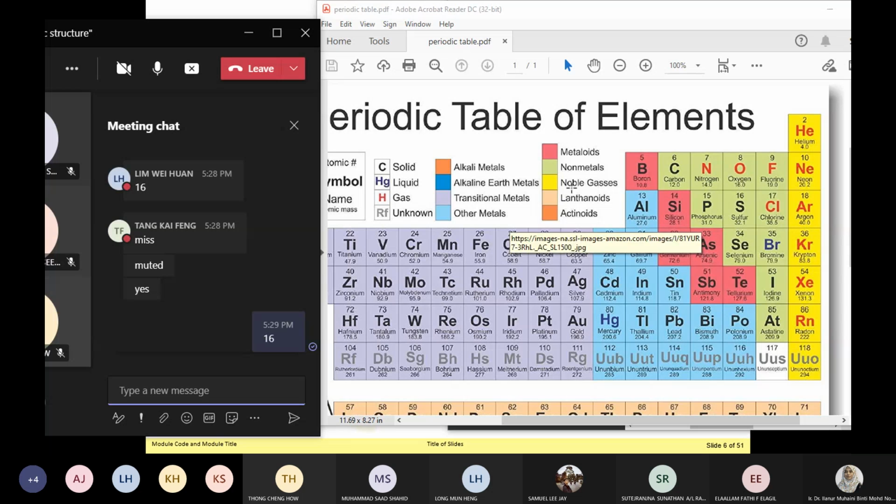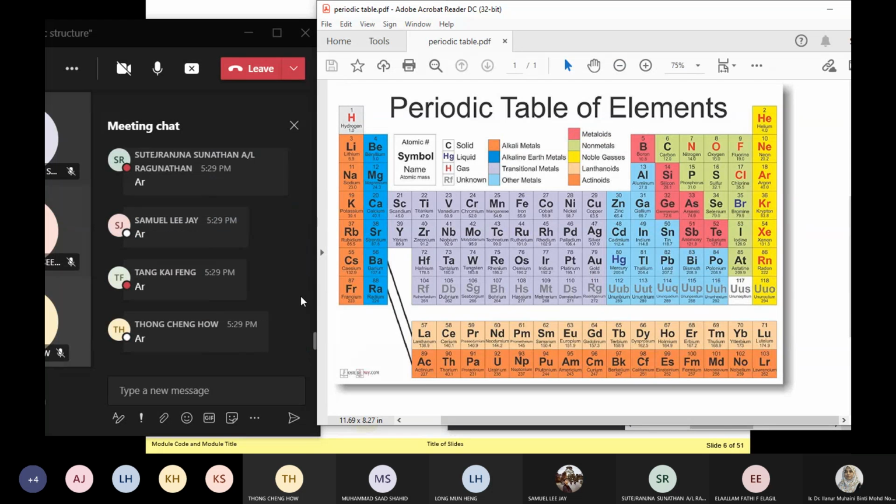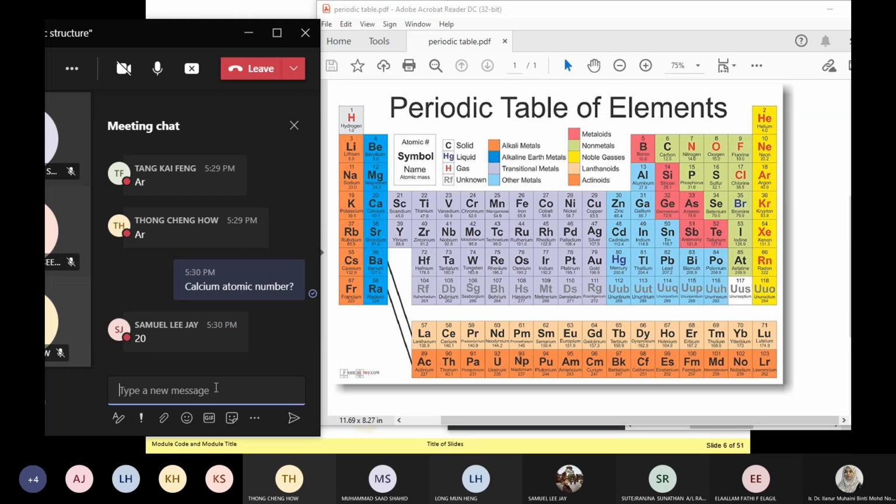Okay, next. Give me the symbol of argon. AR. The name is argon, the symbol is Ar. Okay, good. Calcium atomic number. Okay, calcium atomic number is 20. Yes, very good, Samuel. Calcium symbol Ca, atomic number 20.